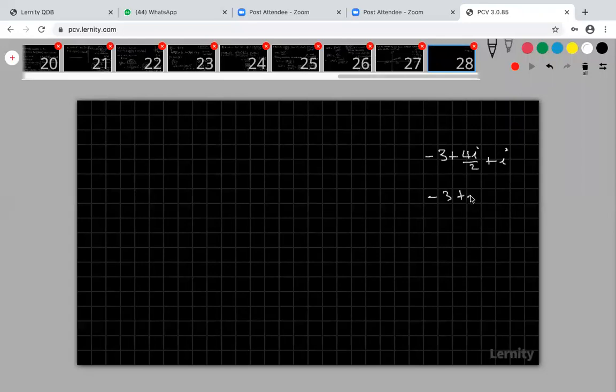Why? Because you take i outside. So this is 2, 2 plus 1, this is 3 plus 3i. It is a complex number only, Vignesh. This is a complex number only.